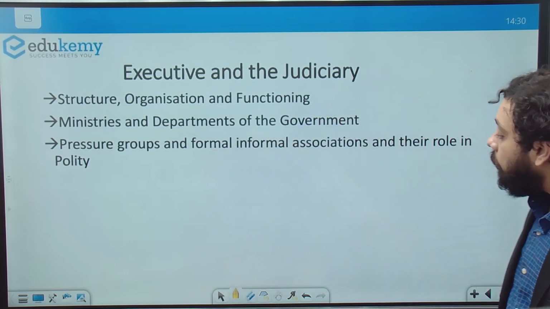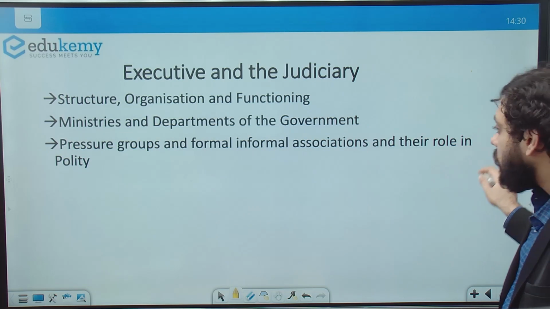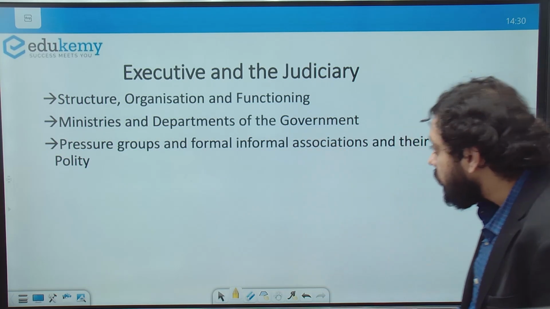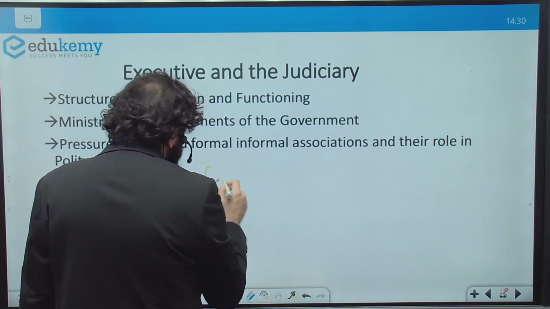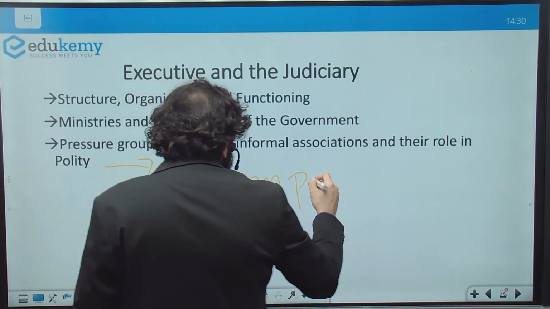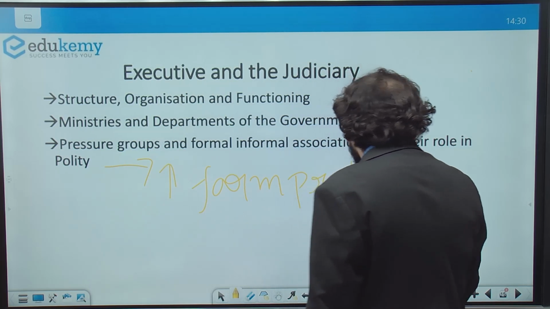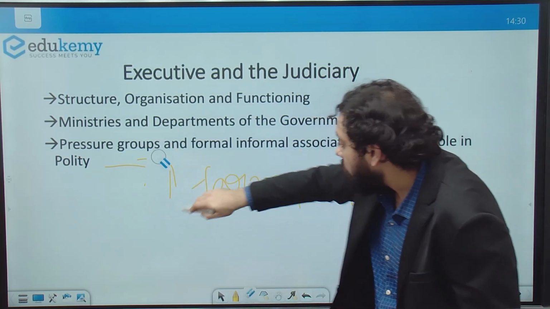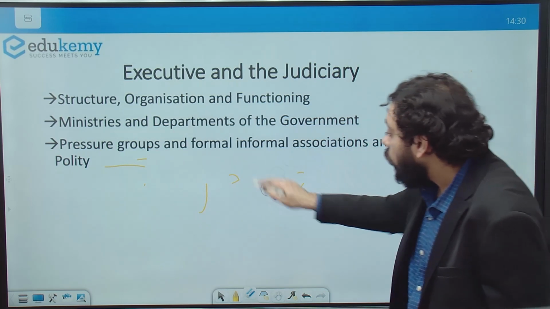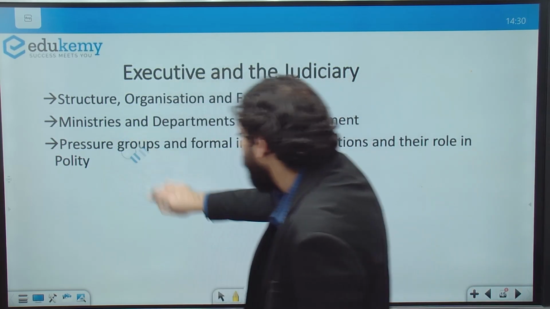Then the pressure groups and formal and informal associations and their role in polity. This is a syllabus part which is becoming increasingly important because of the farm protests, which are basically a pressure group related protest. So this has been a part of the question in the 2020 or 2019 paper also.